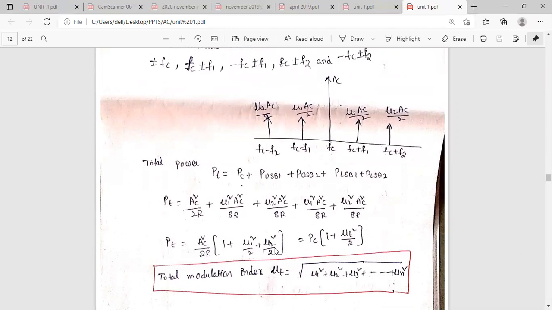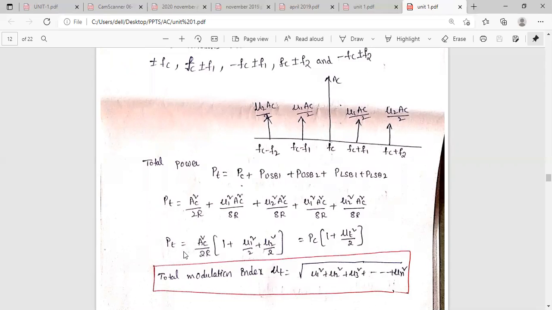So this one will be like this. We know that the effective modulation index can be represented as mu t is equal to square root of mu1 square plus mu2 square and so on, if the modulating signal contains n number of frequencies. So the total modulation index will be equal to this one, so that you can substitute into the total power.